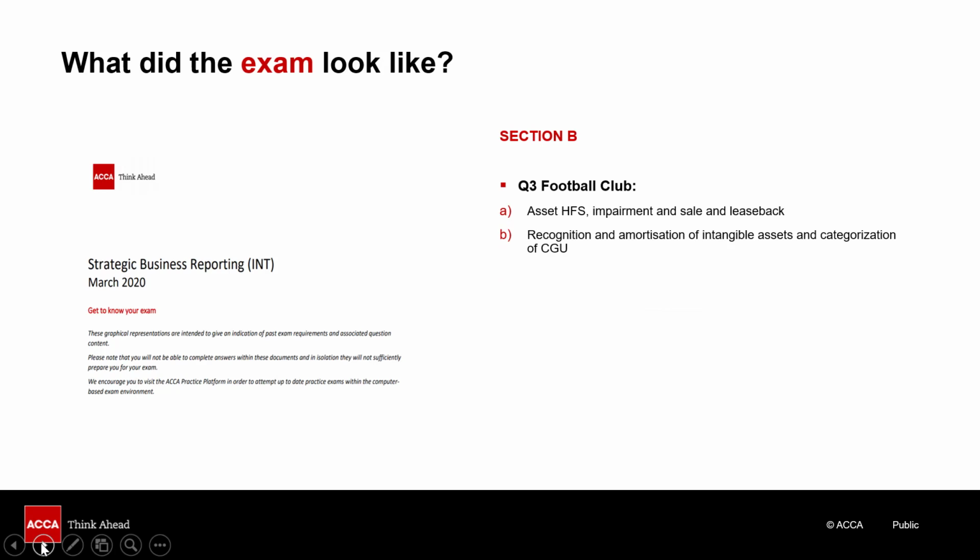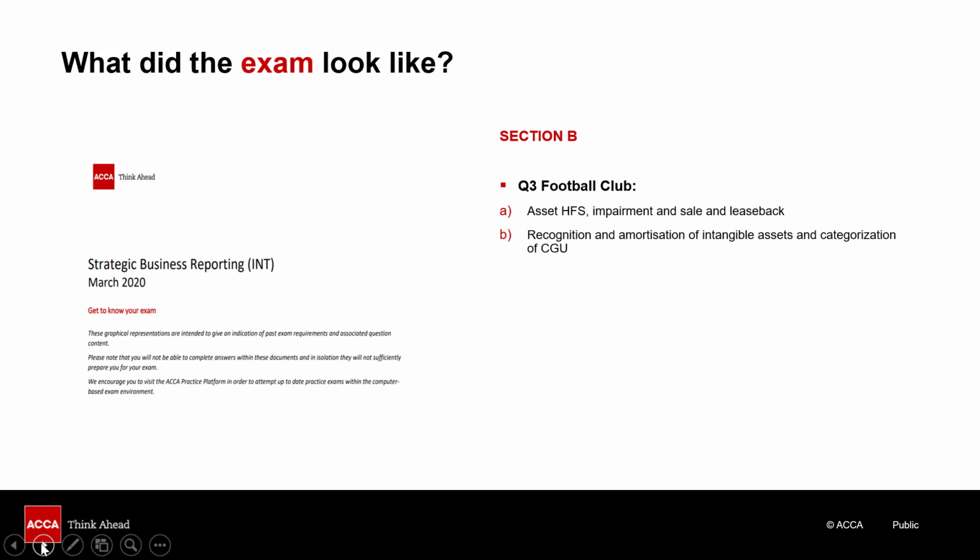Turning our attention to section B and first question 3. This question was based around a football club, putting the accounting problems in the context of a real business situation. An interesting exercise. It enabled the examining team to test the application of a diverse range of standards, from intangibles, held for sale, impairment, revenue recognition, leases.